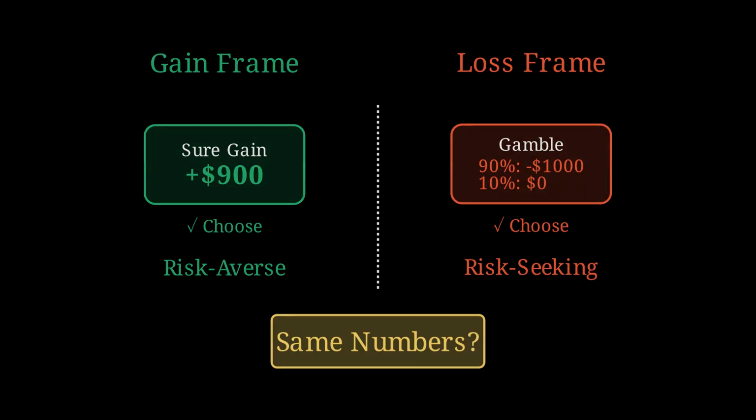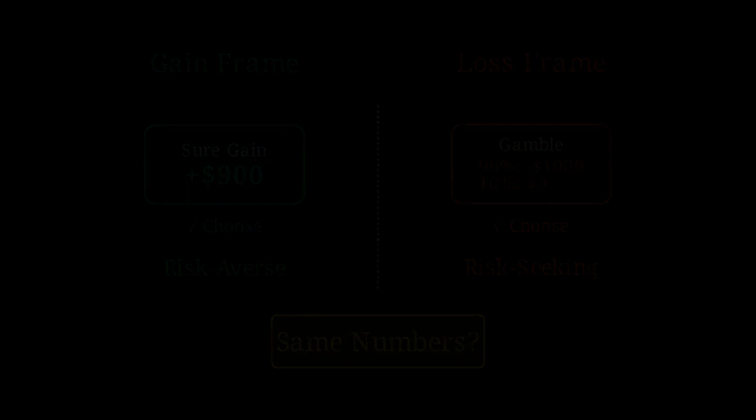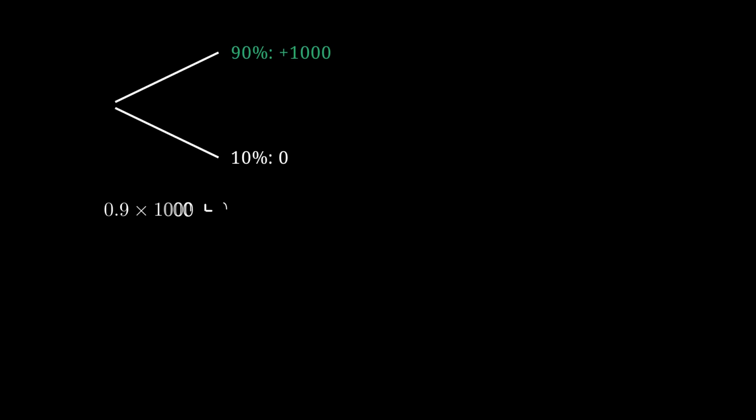Let's test whether this is really the same problem in disguise. In the gain frame, the gamble gives $1,000 with 90% probability and $0 with 10% probability. The expected value, the average outcome you would get if you played the same gamble many times, is 0.9 times 1,000 plus 0.1 times 0, which equals 900. So the gamble's expected value is $900, exactly the same as the sure gain.